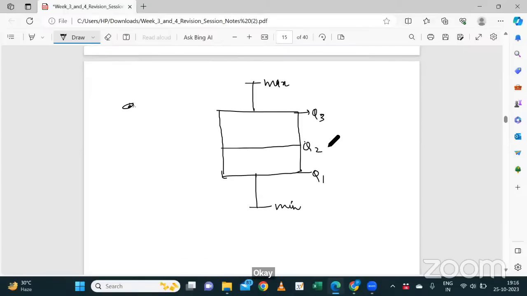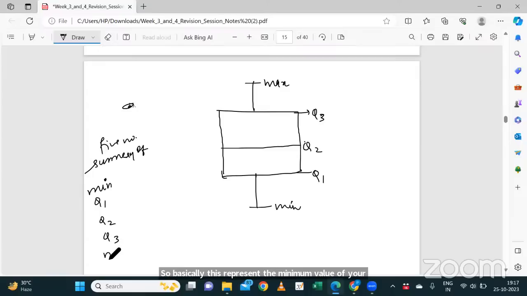This is also called the 5-number summary. What is the 5-number summary of any data set? Minimum, Q1, Q2, Q3, and maximum. So the box plot is a very good representation of the five numbers. Suppose you plot a box plot and you get any observation like this, or any observation here, that means it is an outlier of your data set.